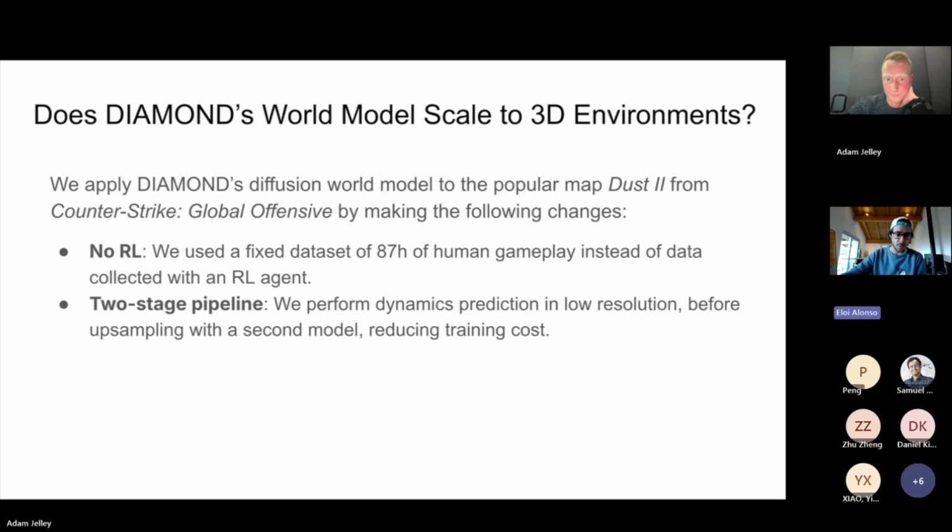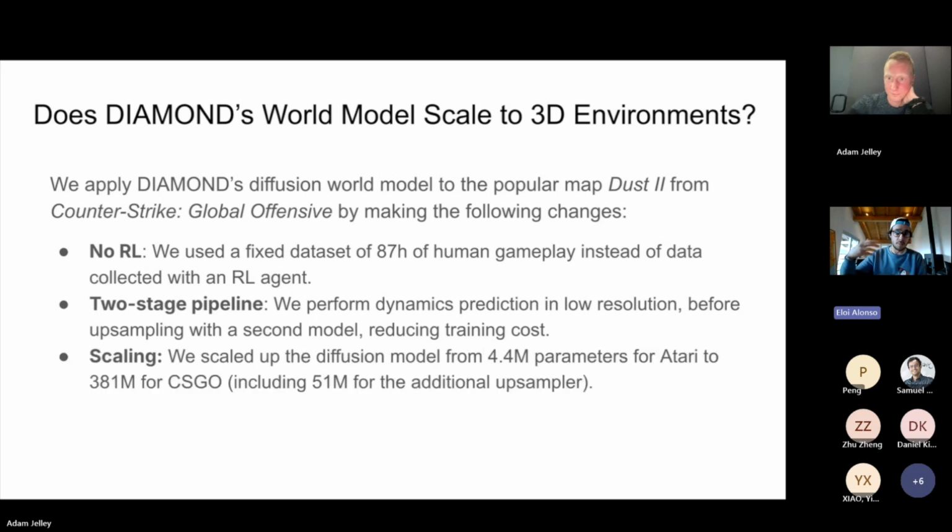This was quite crucial. We performed dynamics prediction in low resolution. Namely, we divided the resolution by 5 on each axis. So we do next image prediction in that small image. And then we have a second smaller network to get back to the original resolution. That was very important to reduce the training cost because the small image was way less costly in terms of VRAM. We could use a much bigger model and bigger batch size to do the actual memorizing of the map. And the upsampling was quite easy, so we could use a much smaller model just to in-paint the missing details.